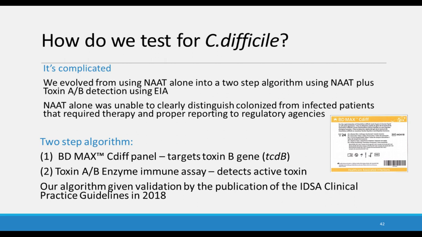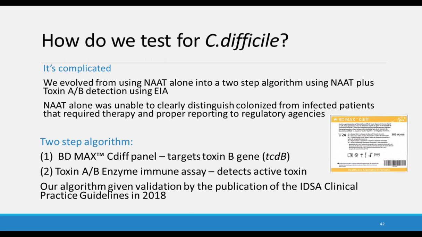So our 2-step algorithm at Cedars includes first performing a BD-MAX C.diff panel, which of course targets the toxin B gene. Now, of course, I'm sure you're quite aware that the toxin B gene is a very good way to detect C. difficile in a stool specimen, but you do not know at that time if it has active toxin. So the way we resolve that to know if there is a large amount of active toxin present is to perform a toxin AB enzyme immunoassay that is capable of detecting this active toxin.